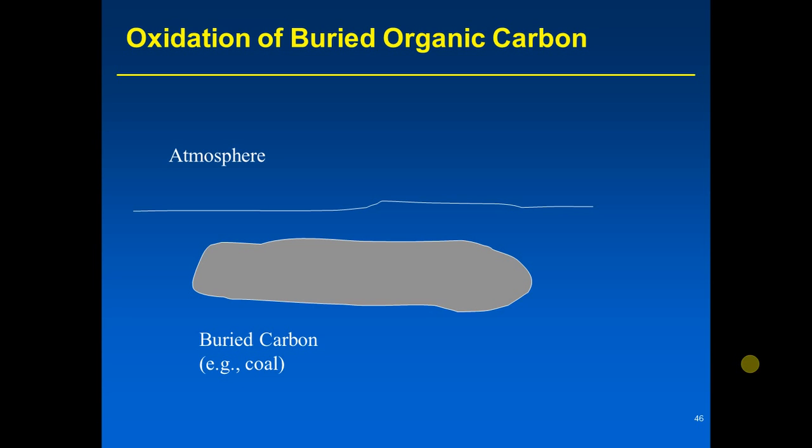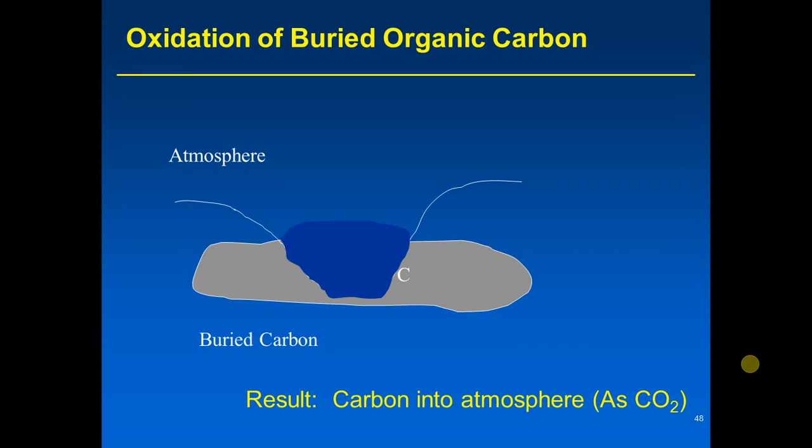So here's an example. Here's the atmosphere shown above this almost horizontal line, and here's buried carbon. It could be coal. By the way, the three fossil fuels are hydrocarbons: there's coal, there's oil, there's natural gas. So we have this large amount of coal here, and erosion happens, and eventually that coal can be exposed to the atmosphere, and the part of the coal that's exposed can be oxidized, and the carbon then goes into the atmosphere as carbon dioxide.